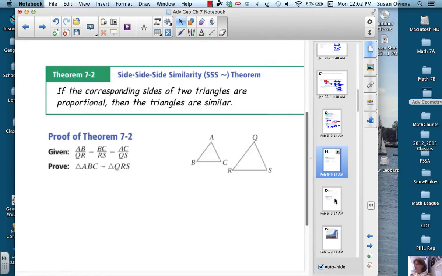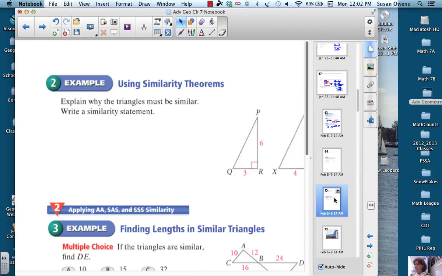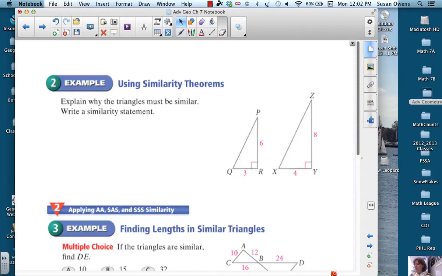But I do want to go through and do a couple of the examples. So using these, explain why the triangles must be similar, and write a similarity statement. For this one, we have this is 3 and this is 6, and then we also have 4 and 8. Because they're right triangles, we can figure out what the third sides are. So we could use side-side-side similarity. We're also given that because they're right triangles, these angles are 90 degrees.